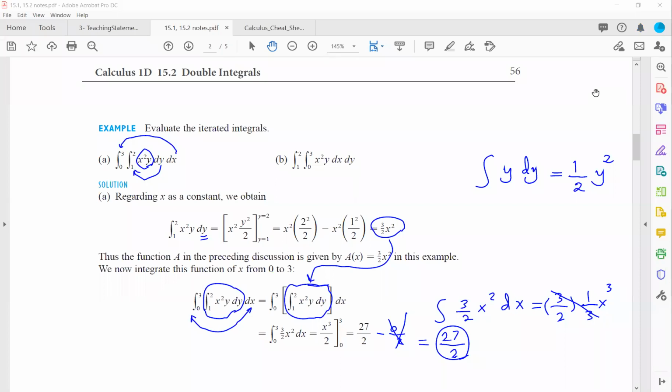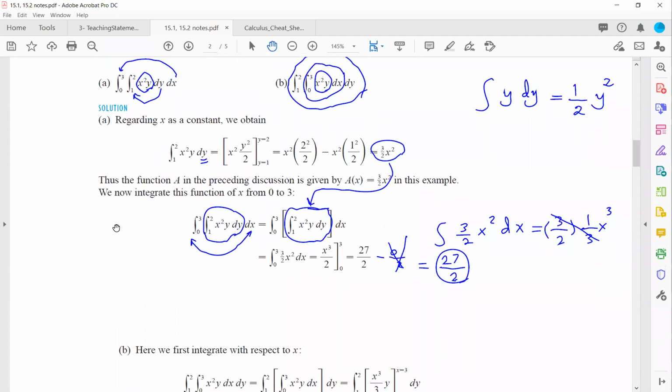Part B, you have the exact function. Your function is x squared y. Now the question changed the order in which you take the integral. The inside integral is now with respect to x. Your outside integral is with respect to y. So first we take the integral with respect to x, then we move on to y.